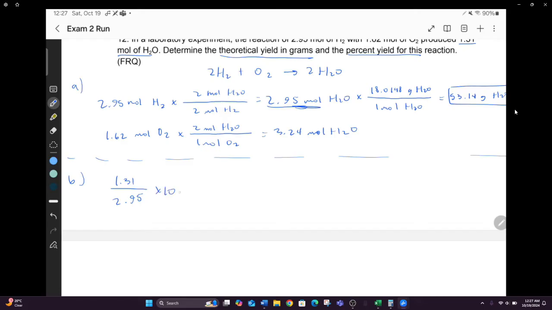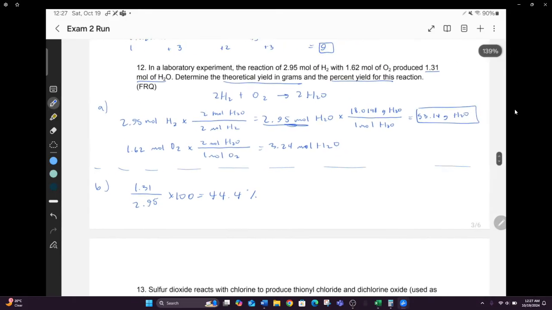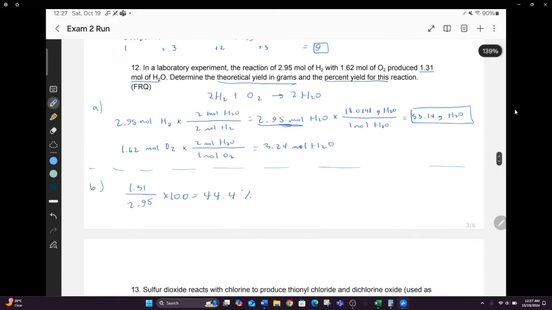We're going to times this by 100 to get a percent. You do that math, and you should get 44.4%. Again, you're saying out of 2.95 moles, you were able to produce 1.31. That's how we determine percent yield. If you do chemistry lab, you've probably done this a couple of times. Or maybe that's more in Chem 2 lab. Not sure, but you're going to be dealing with percent yield a lot for this kind of question.